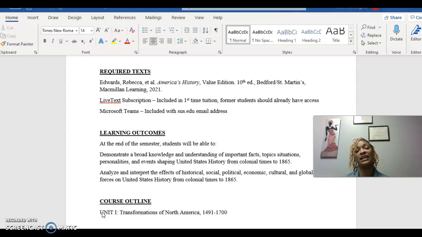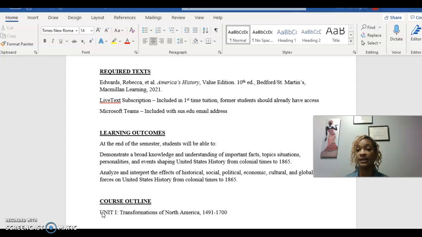Also, the LiveText subscription is required by all Southern University students. It's included in the first-time tuition, so first-time students should already have access if this is your first semester or you are a first-time freshman. You will probably get an email if you have not already received one pertaining to that information. And of course, LiveText is an assignment. We have 2 LiveText assignments given throughout the semester, and that information is also located on this syllabus.